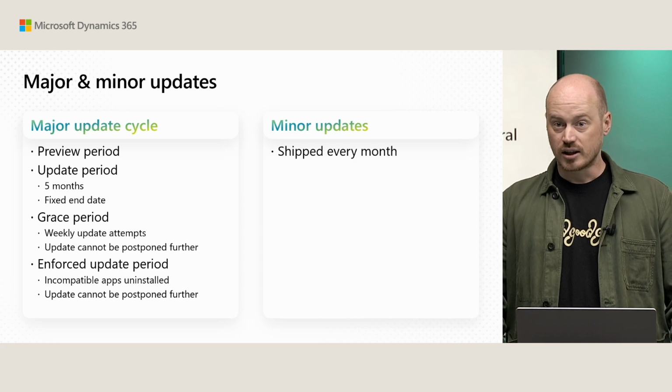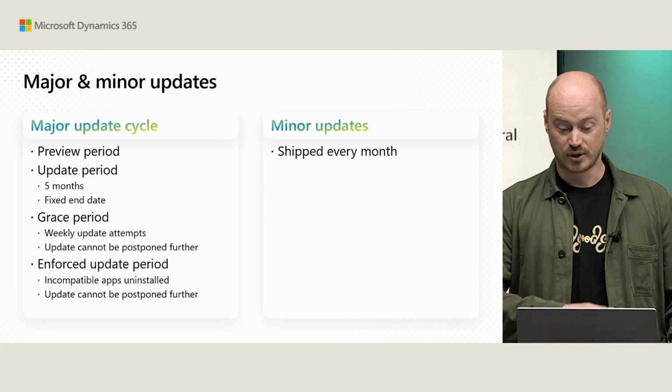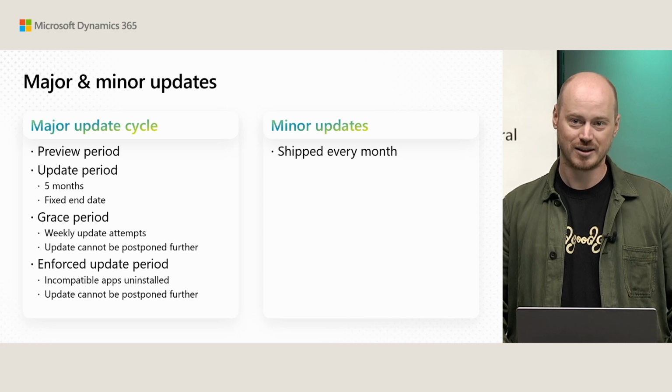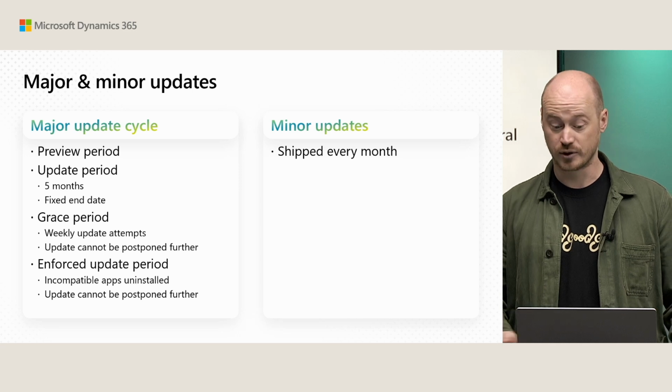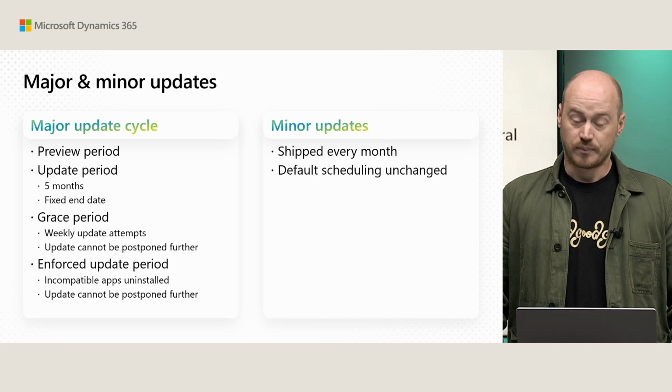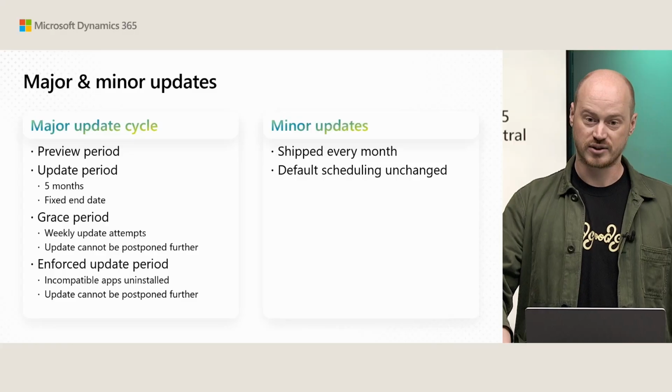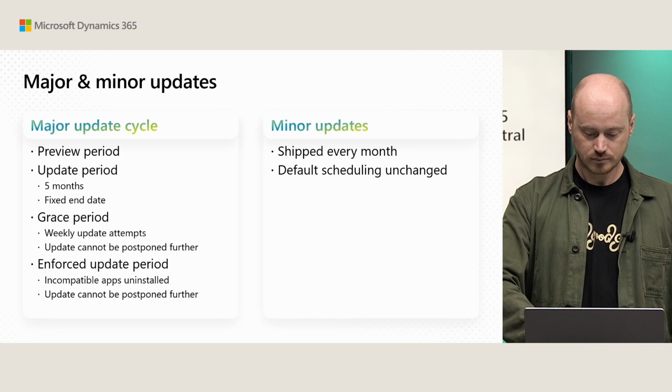Minor updates are the same in two ways. So first of all, we'll continue to ship a minor update in every month that we're not shipping a major update. So every month except April and October. The default scheduling of these minor updates is also unchanged. So if you choose not to use any of the flexible update management features, your environment will continue to receive an update every month and it will be installed at the date that Microsoft schedules.